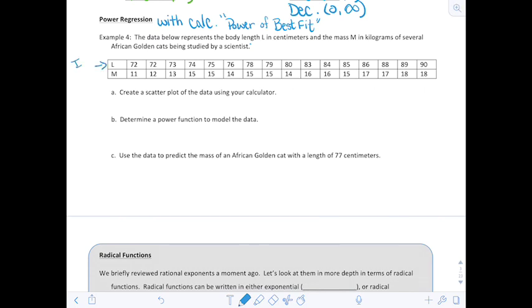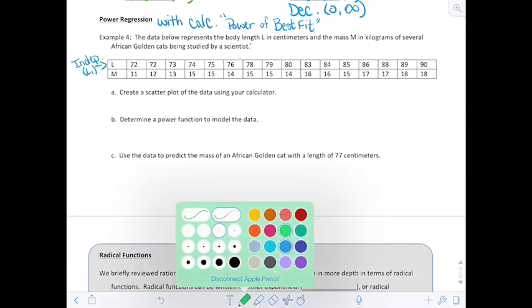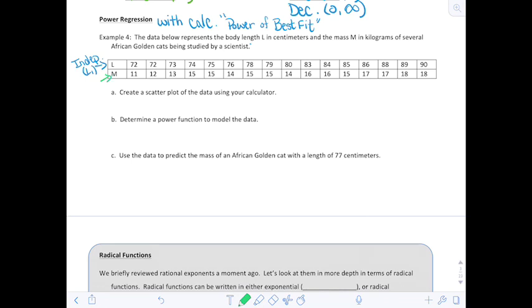So the length is going to be our independent variable. And when you plug this into the calculator, guys, this is going to be your L1. Then your mass is your dependent. Your mass is going to depend on your length. So this would be your dependent variable. And this will go into L2. Okay, so we see we have lengths, and the mass, again, is in kilograms. Make a note of that. And this is in centimeters. Okay, so create a scatter plot of the data using your calculator.